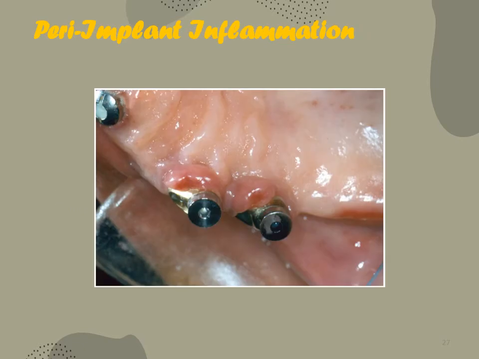This is what peri-implant inflammation might look like, or mucositis. We can't tell without probing depths whether this is mucositis or implantitis, but we can definitely tell that the tissue there is not healthy.